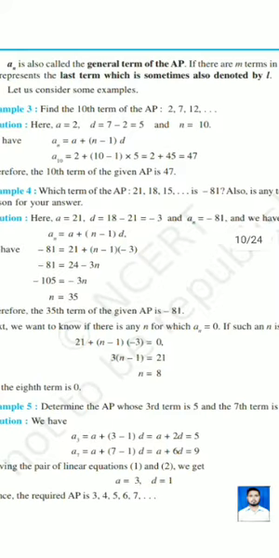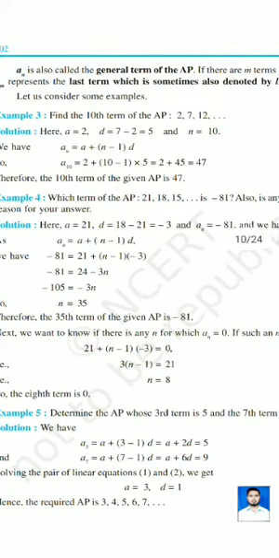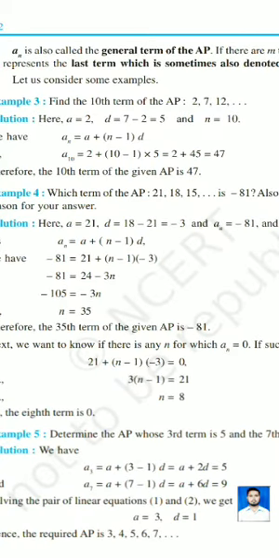Here the first term is denoted by a, this is 2, and the common difference is denoted by d. This is second term minus first term, second term 7 and first term 2. So 7 minus 2 equals 5, and the number of terms is 10. As we know, the formula for the nth term is an equals a plus n minus 1 d. So here we have to put all these values, the value of a, d and n.